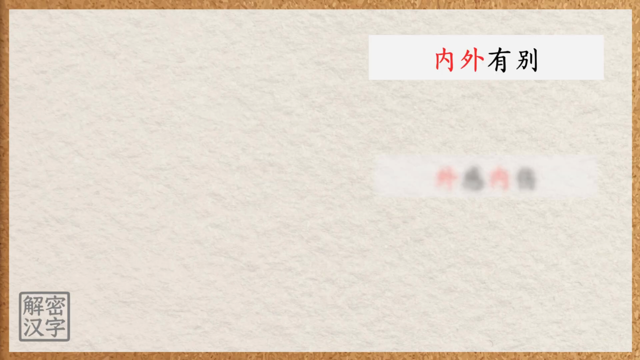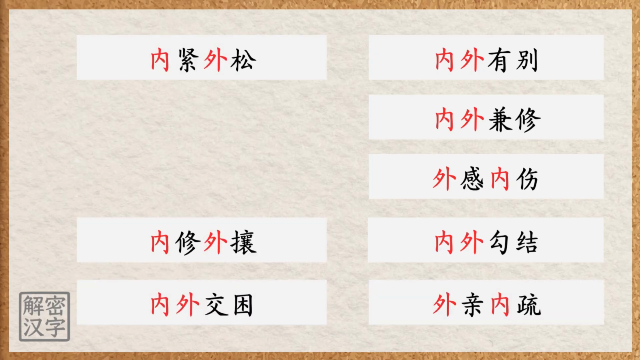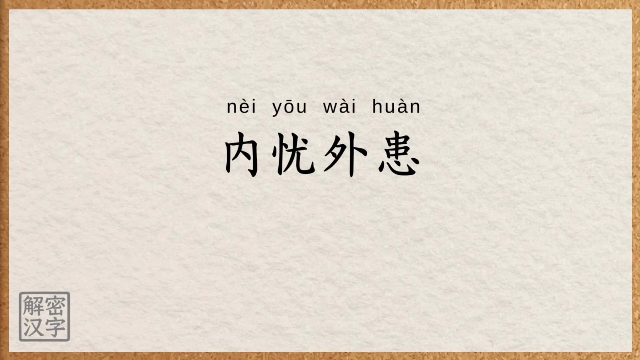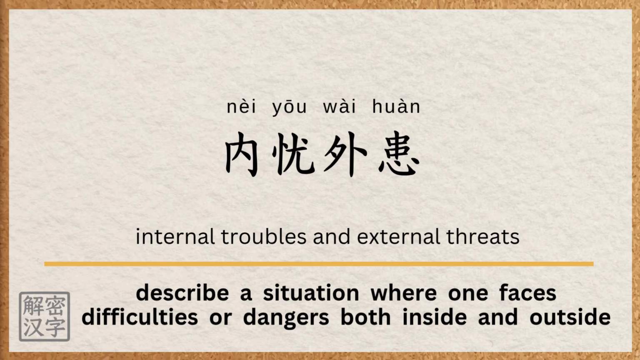Both nei and wai appear in many of these idioms. Let's learn a few simple and interesting ones together. 内忧外患 literally means internal troubles and external threats. It's used to describe a situation where one faces difficulties or dangers both inside and outside.